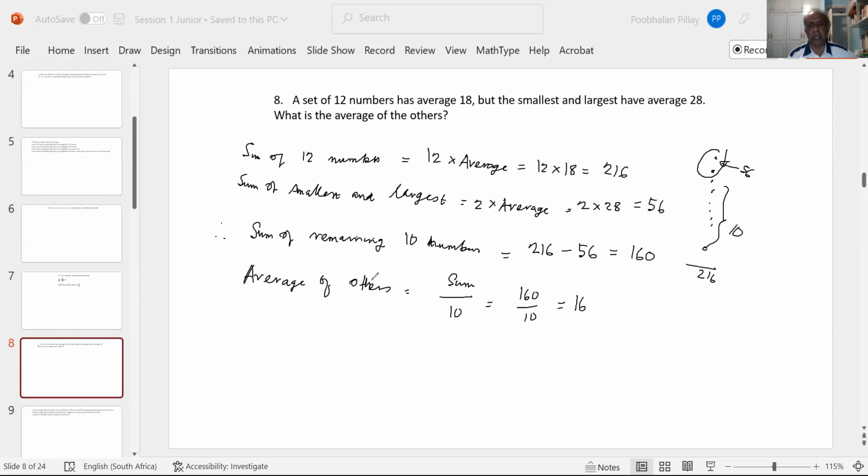So the average of the others, which is the average of the 10 numbers, is, again, you go back to the formula. It's the sum of the 10 numbers divided by the number. Now you have 10 of them. So we have worked out that the sum is 160. And so it's 160 divided by 10. And the answer is 16.